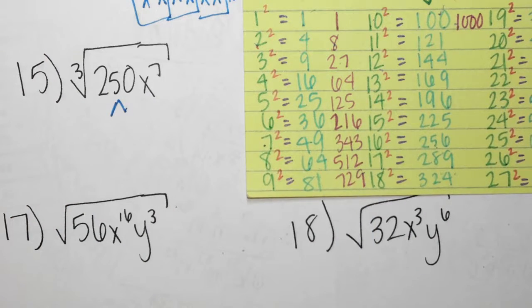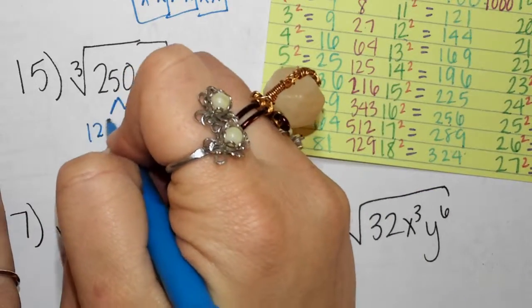All right. What's the biggest perfect cube that goes into 250? 25 times 10. 125. Or 125.